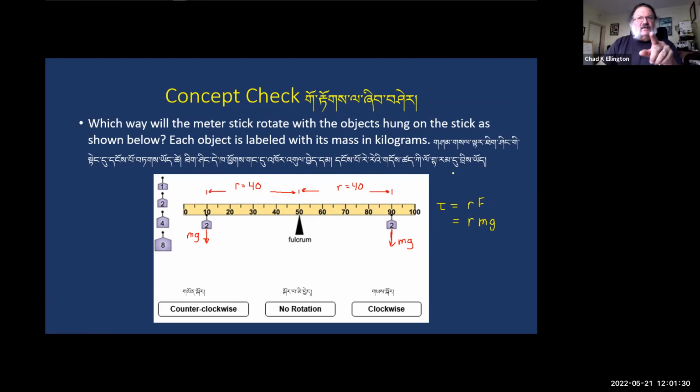And when I look at the direction that only that mass would cause this to rotate, it looks like it will be clockwise.